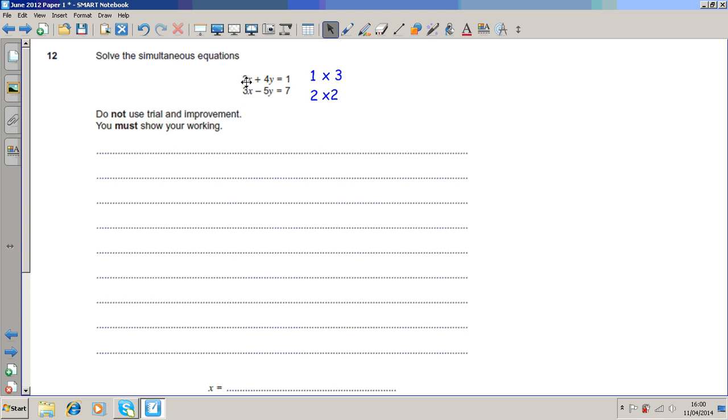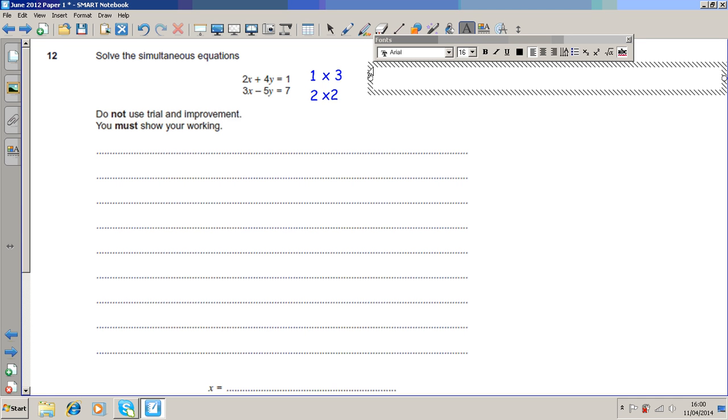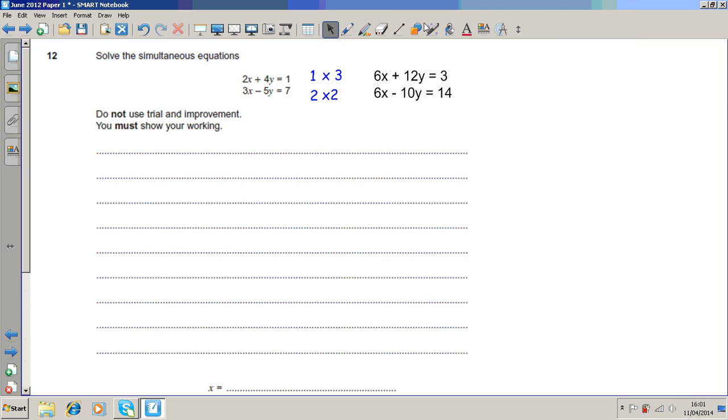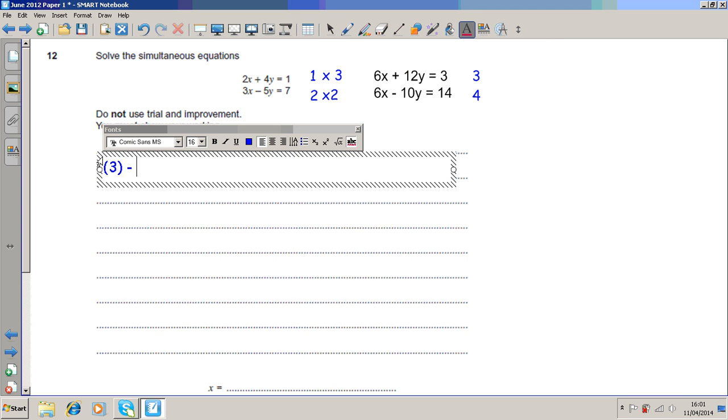The reason for that is I'm then going to have 6x and 6x on there. So on the top one, timesing by 3, I've got 6x plus 12y equals 3. I times every variable by 3, and I'm going to times every variable by 2, so 6x minus 10y equals 14. So let's rename them now 3 and 4. Essentially they're the same equations, just a bit bigger. So now I need to get rid of x, so I'm going to take these away from each other. So I'm going to do equation 3, in brackets, minus equation 4.